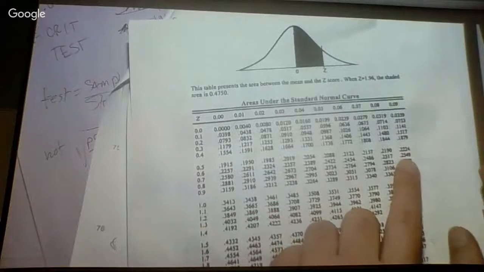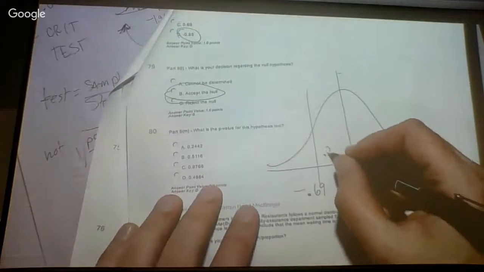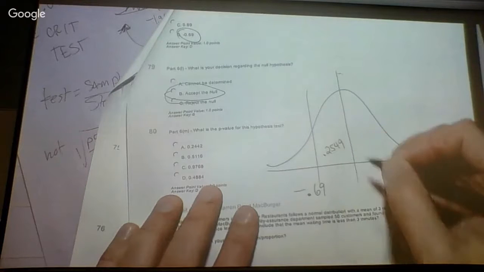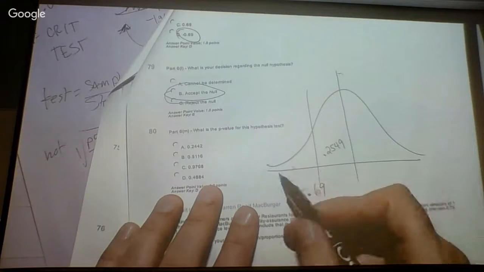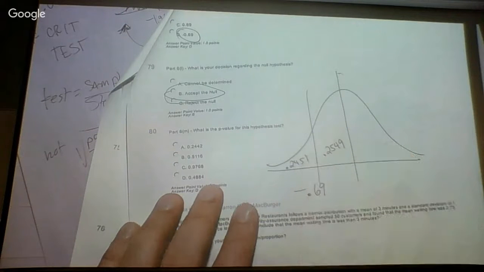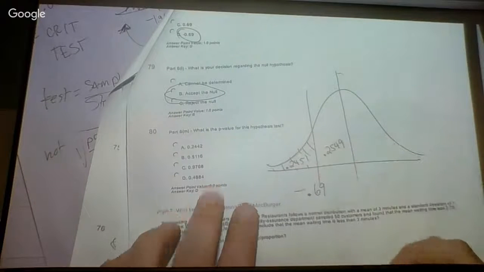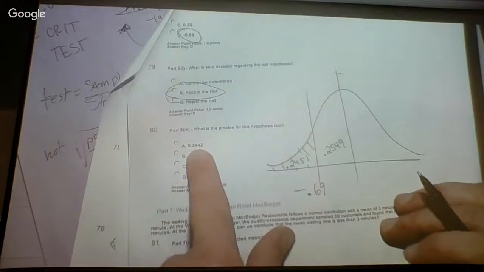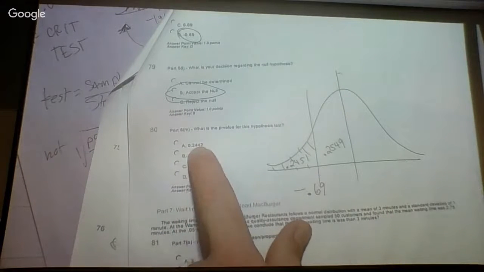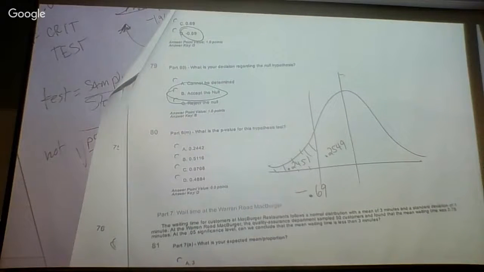.69 for a Z means 0.2549. It's here, which means somewhere over here should be something like 0.2451. And that value looks pretty close to 0.2451. So I should very casually circle that before anybody corrects me from doing something I'll regret later.